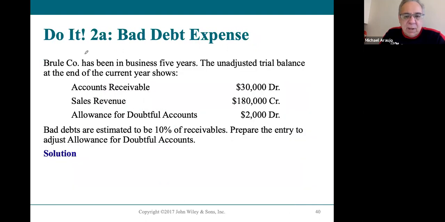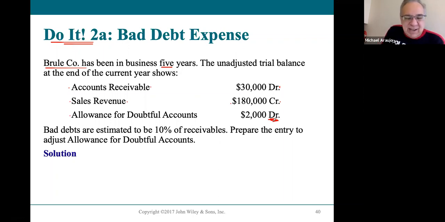Okay. So here's a do-it exercise for bad debt. Brule has been in business for 5 years. So they have records. And this is what they have. They have accounts receivable of $30,000 debit balance. Sales revenue of $180,000. That's nice. And they have an allowance for doubtful accounts. But this is interesting. It's a $2,000, but it's a debit balance.